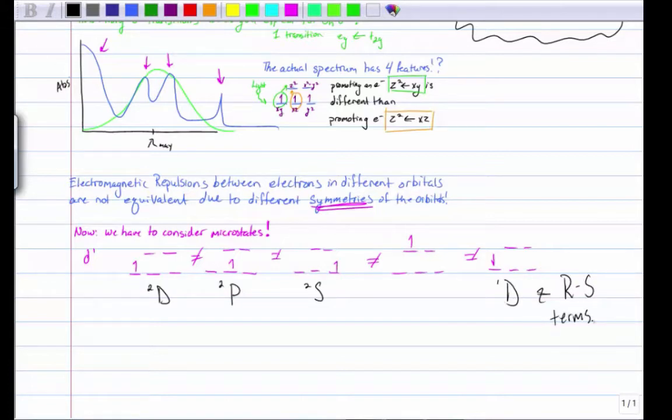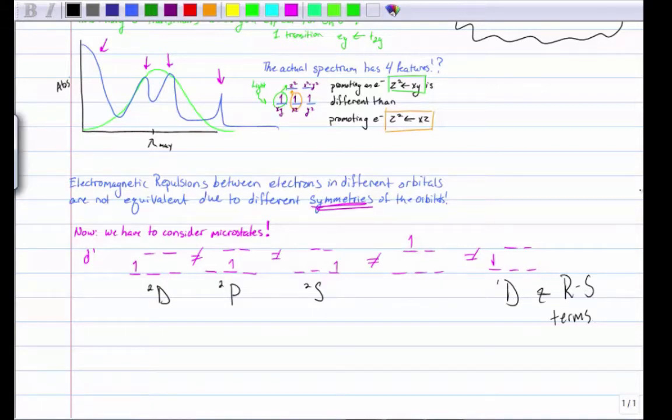But for every single microstate, there's a Russell-Saunders term. You can do a systematic analysis of all of the microstates and find all of these Russell-Saunders terms, but we're not going to do that in this class. There is an explanation in your book of how to do that. But the important part is to be able to find the ground state term. And so that's what I'm going to teach you now.